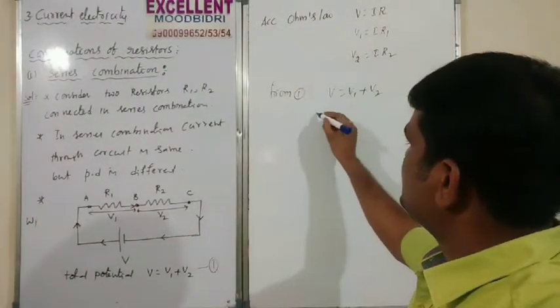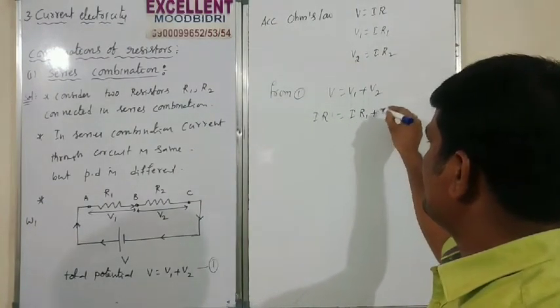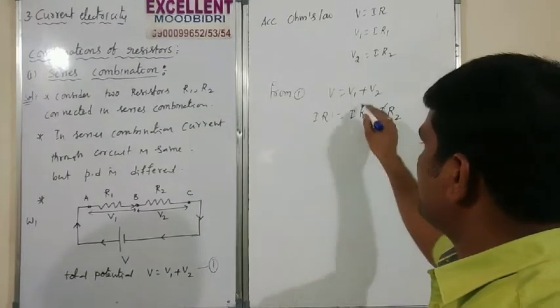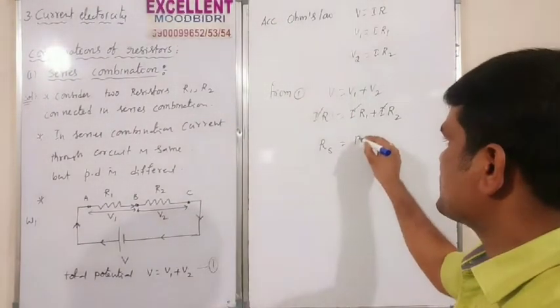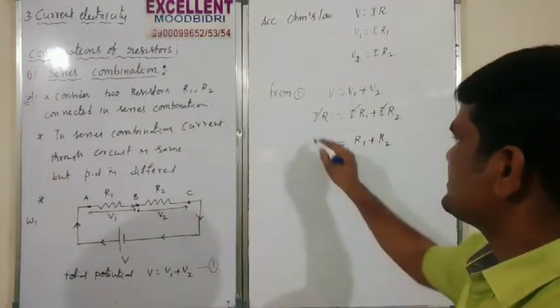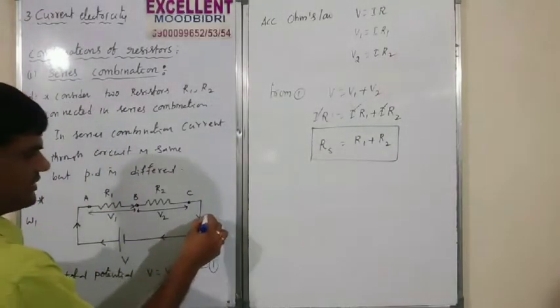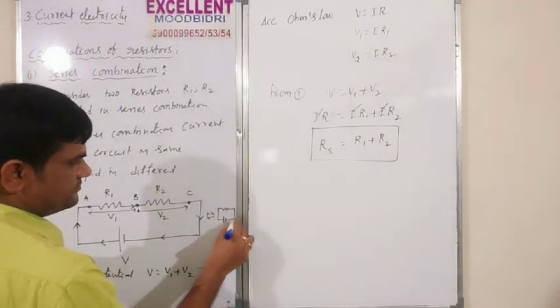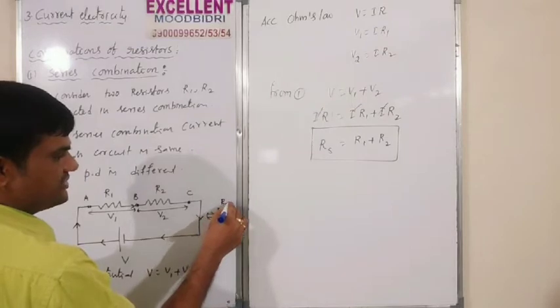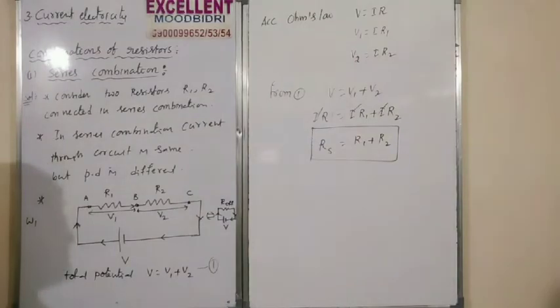So I into R is equal to I into R1 plus I into R2. Therefore, I gets cancelled, and I will consider this RS. RS is equal to R1 plus R2. This is the effective resistance. We can give the effective resistance diagram like this, with R effective and the potential. RS is equal to R1 plus R2.